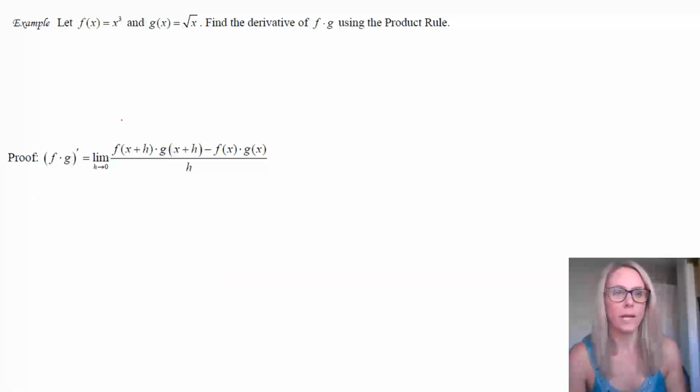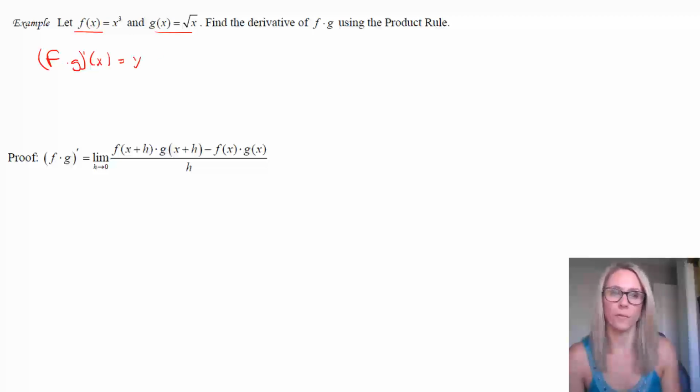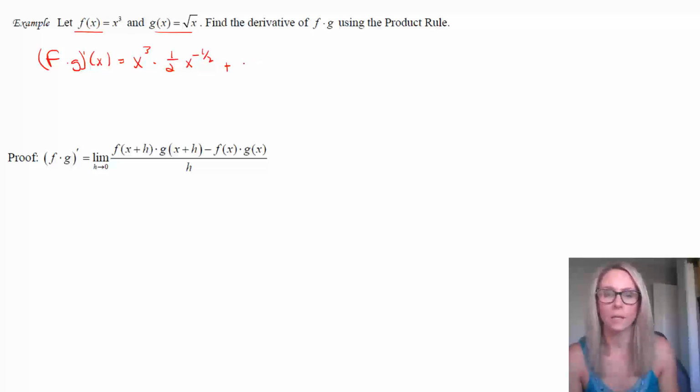Okay, here are the two functions, f of x and g of x, that we saw before. But now we're going to use the product rule. So if we want to find f times g prime of x, the product rule says take the first function, multiply it by the derivative of the second function. We already know what these are. Then add the second function times the derivative of the first function. Again, I'm just taking these values from what we have previously in our notes.